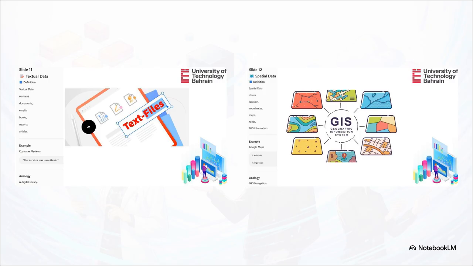On the other hand, we have spatial data. This is the backbone of things like Google Maps or Uber. It's a highly complex geographic information system full of coordinates, shifting locations, and mapping geometries. Traditional tables simply choke when they try to process this natively.